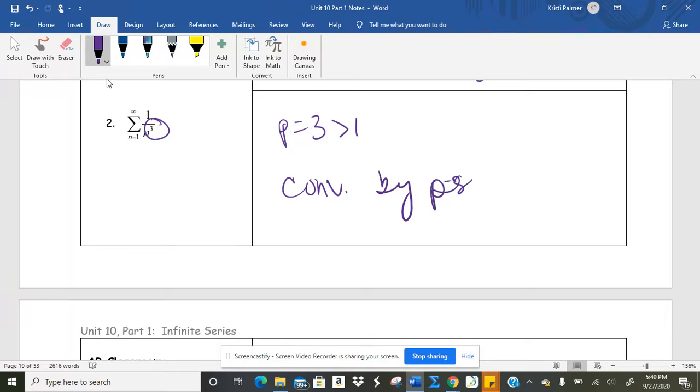See, I told you that one was really easy. All you go do is go find out what your P value is, compare it to the 1 basically, and tell me if it converges or diverges. So nothing too bad. Okay.